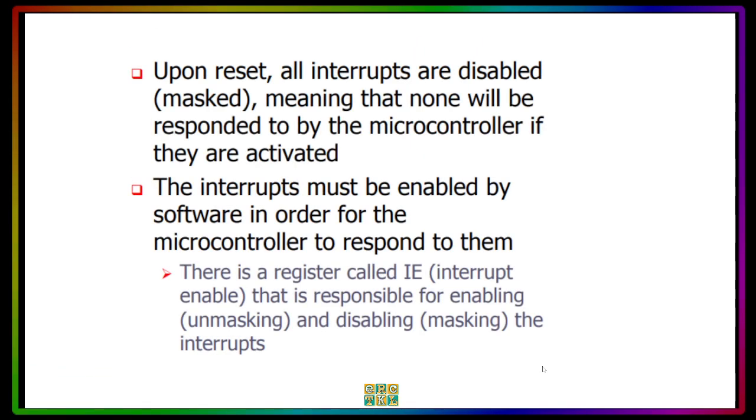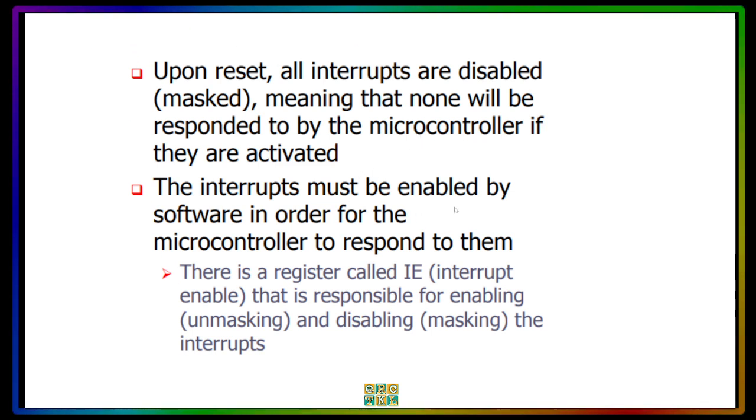Now, upon reset, all interrupts are disabled or ignored by the microcontroller. This is called masking. It means that none of these devices will be responded to by the microcontroller if they are activated. So the interrupts are activated or enabled when we put a number 1 or a high to these interrupts. You will see that later on when we discuss the next parts.